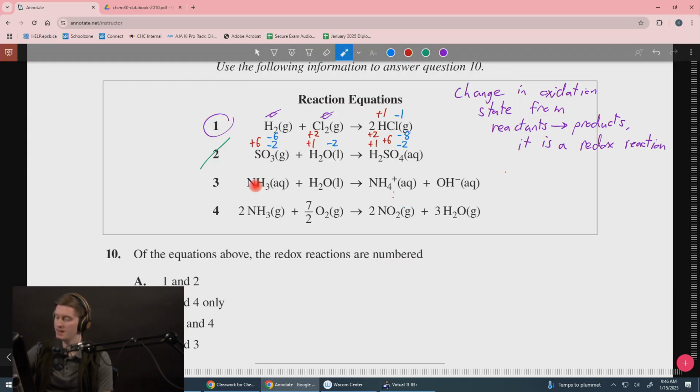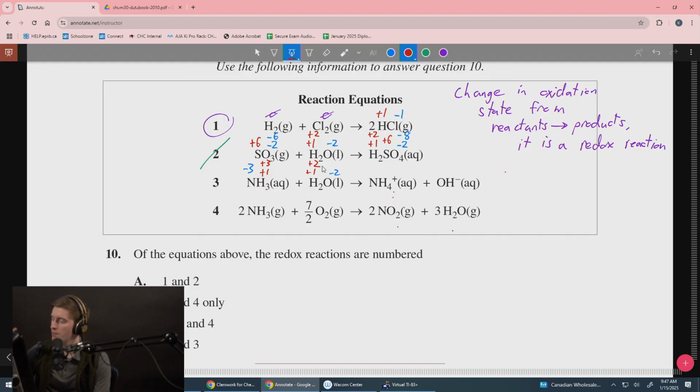Hydrogen inside of this compound is going to have a +1 oxidation state. There's 3 hydrogens. This compound, it's ammonia. Overall, it's a +3 oxidation state. This is a neutral compound, which means the nitrogen needs to have a -3 oxidation state. Then we'll look at our water molecule here. Same as above, the water molecule, the oxygen's at -2, the hydrogen's at +1.